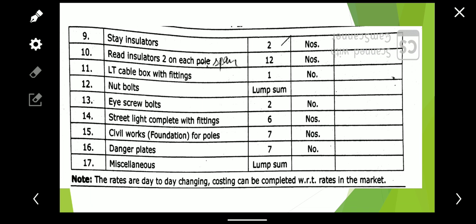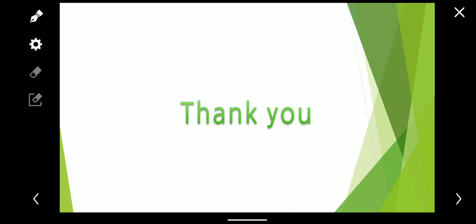So it is 12. Then LT cable joint with fitting is 1, nut bolt lump sum, I screw bolt is 2, street light complete with fitting is 6, civil work, that means foundation for pole is 7 numbers, 7 foundation is there. Then danger plate is 7 because it is a high voltage line. Then miscellaneous lump sum. The rates are to be day by day changes. The costing can be completed with respect to the rate in the market. So this is the list of the material for that. Thank you.